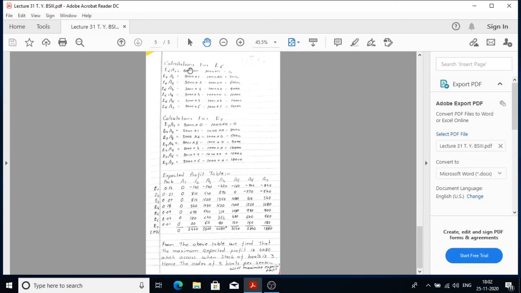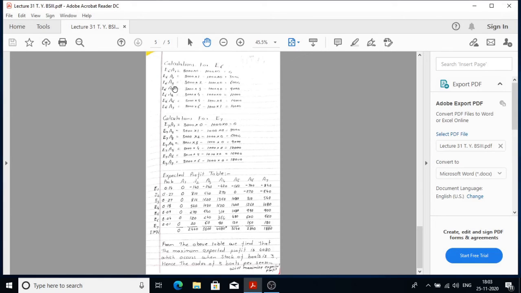Now calculations for E6. E6 means demand of 5 boats. A1 means stock of 0 boats. So 3000 into 0 minus 1000 into 0, answer is 0. E6 A1. A1 means stock of one boat. Though the demand is for 5 boats, we can sell one boat. So 3000 into 1, the answer is 3000.